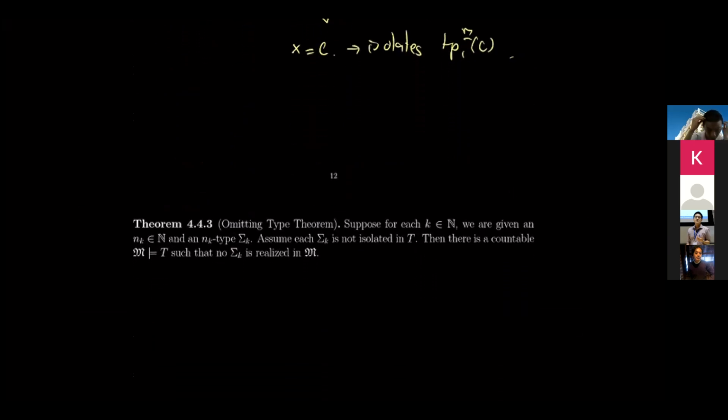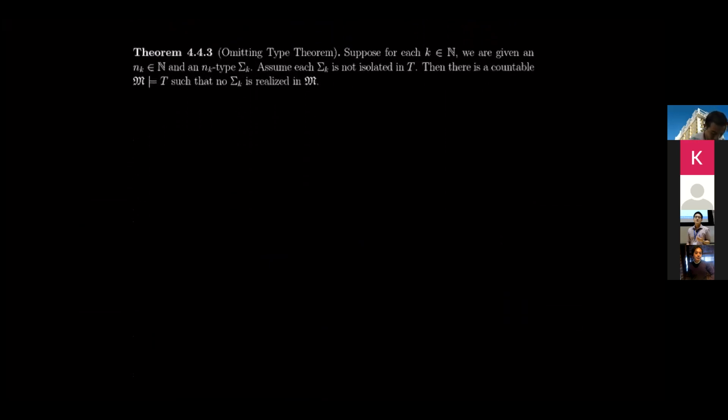Okay, now let me talk real quick about the omitting types theorem. It says that for every k in N, and we have countably many sigma k, if sigma k is not isolated, then there is a countable model M of T such that no sigma k is realized in M. So when you have countably many non-isolated types, you can have a countable model M of T that does not realize any of these sigma k.